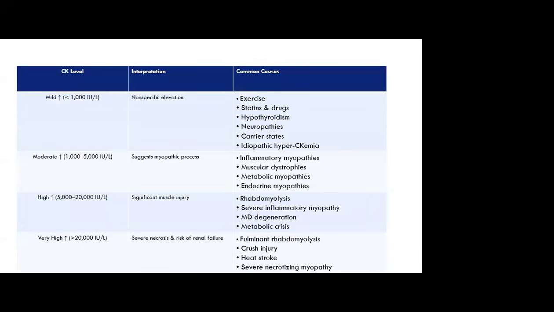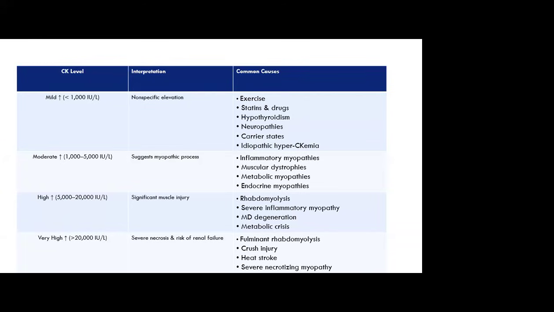Based on the level of elevation of the CK, we can divide them into mild, moderate, high, and very high. The mild, it could be a non-specific elevation that is less than 1000, could be secondary to exercise, statins, and drugs, hypothyroidism, certain neuropathies and carrier states, and idiopathic hyperCKemia. Moderate, that is 1000 to 5000, usually suggests a myopathic process.